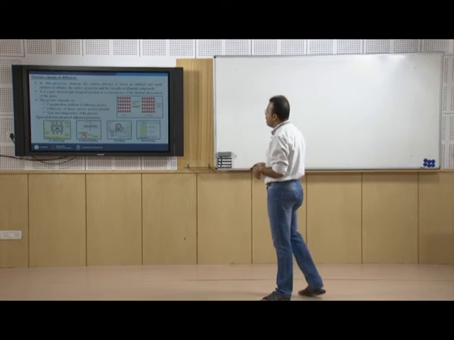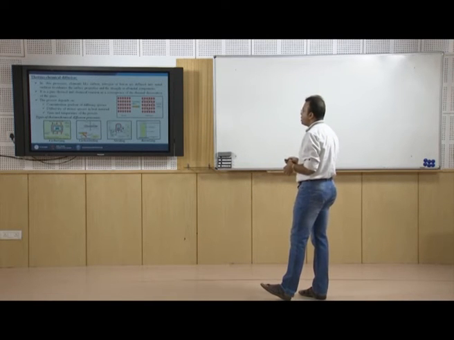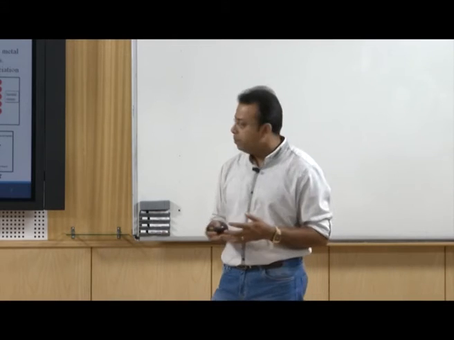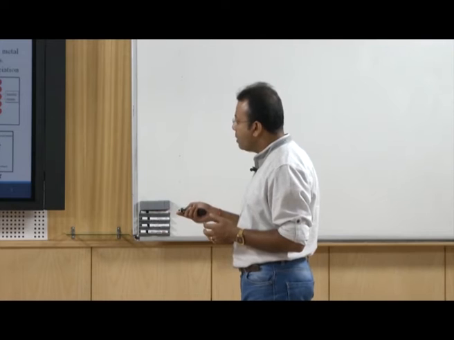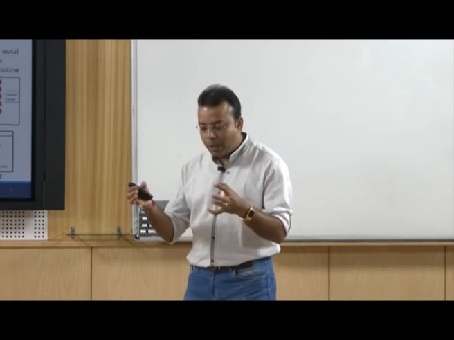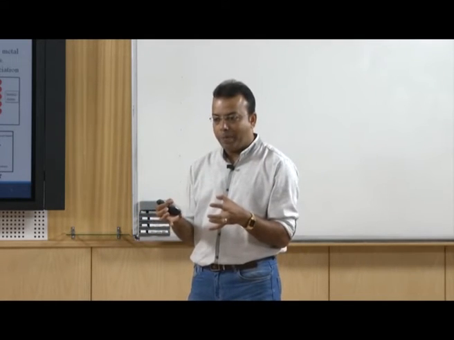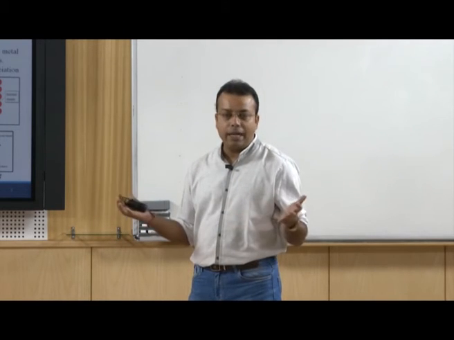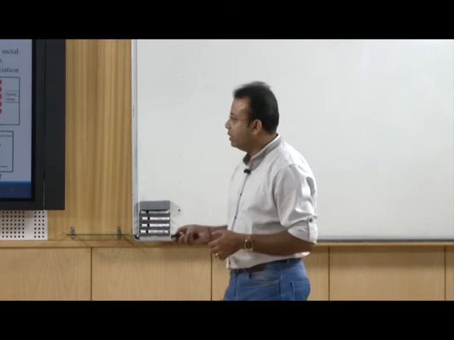Next one is called thermochemical diffusion. In this process, elements like carbon, nitrogen or boron are diffused into the metal surface to enhance the surface properties and the strength of components. In my previous slides I have also discussed that we do carbonitriding, nitriding, boronizing, or carburizing. We keep the material in that particular environment, and then the gas comes and reacts with the metal surface and changes the material properties.